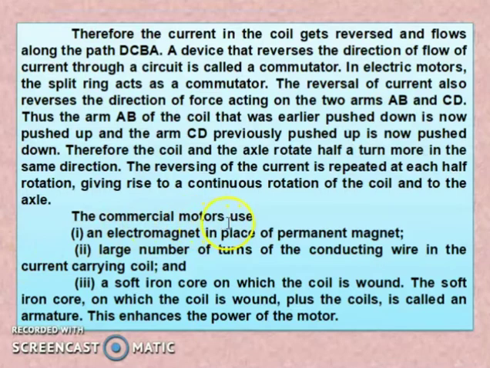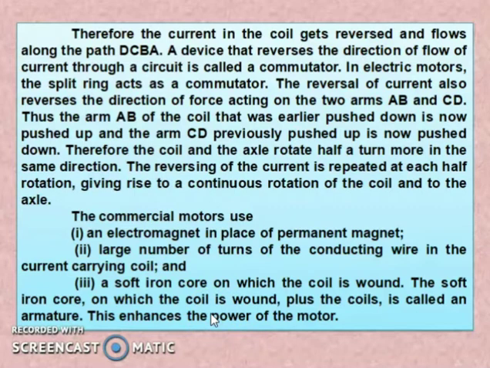The commercial motor uses an electromagnet in place of a permanent magnet, a large number of turns of conducting wire in the current carrying coil, and a soft iron core on which the coil is wound. The soft iron core on which the coil is wound, plus the coil, is called the armature. So this enhances the power of the motor. So this is very important.